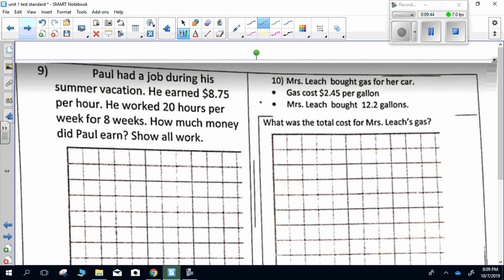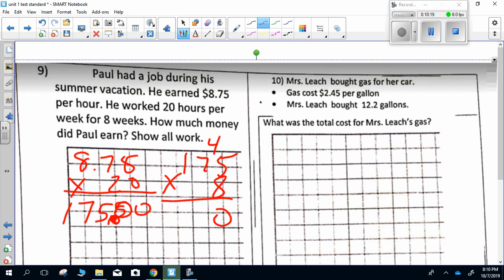Next one. There are a bunch of different ways you could have approached this question. I did $8.75 an hour times 20 hours a week. And when I did that, I got 1, 7, 5, 0, 0. So that means I'm getting $175 a week. But then I work for 8 weeks. So I get $1,400. So he made $1,400 for the entire summer.